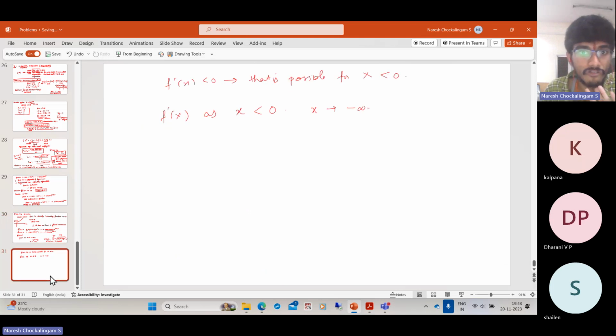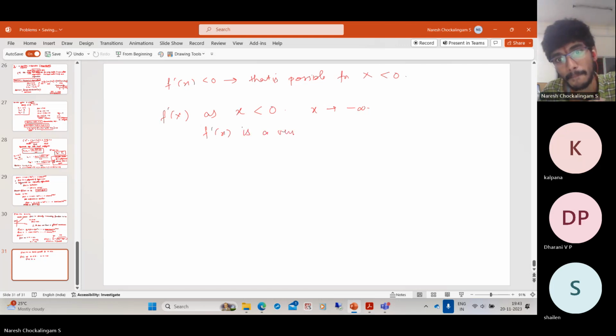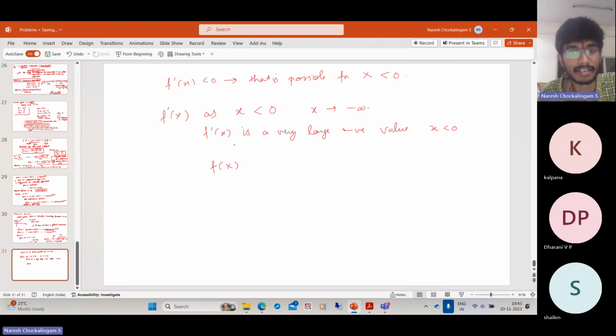Therefore, f dash of x is a very large negative value when x is less than 0. And therefore, f of x is, but it is not monotonic. That we need to take care. So it is not monotonic. So there is something you need to do here.